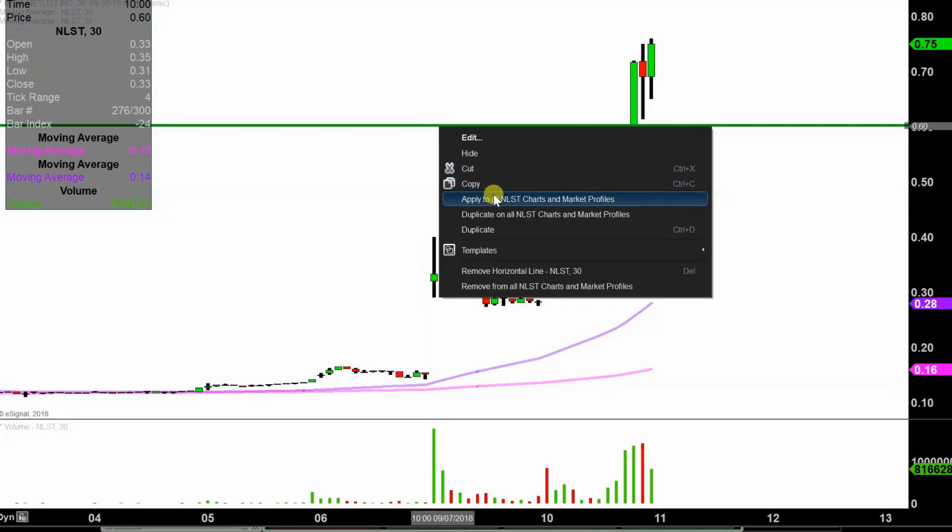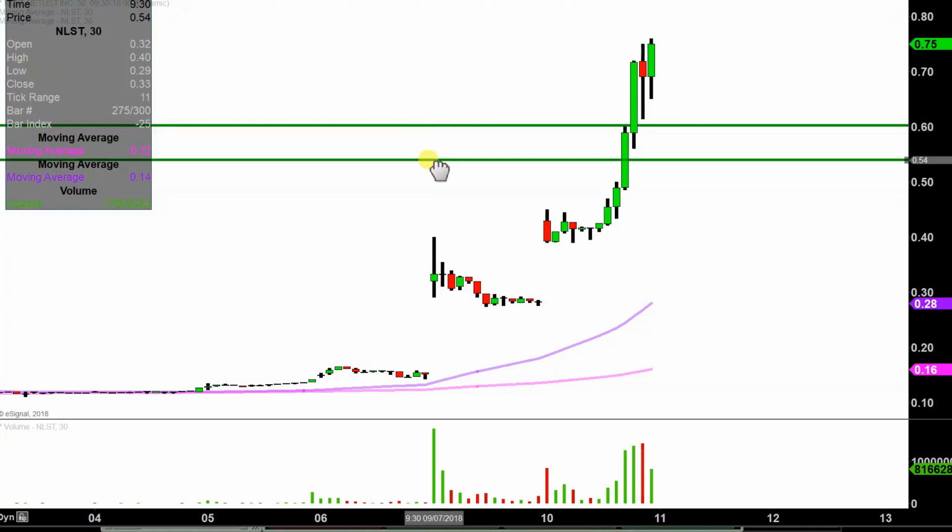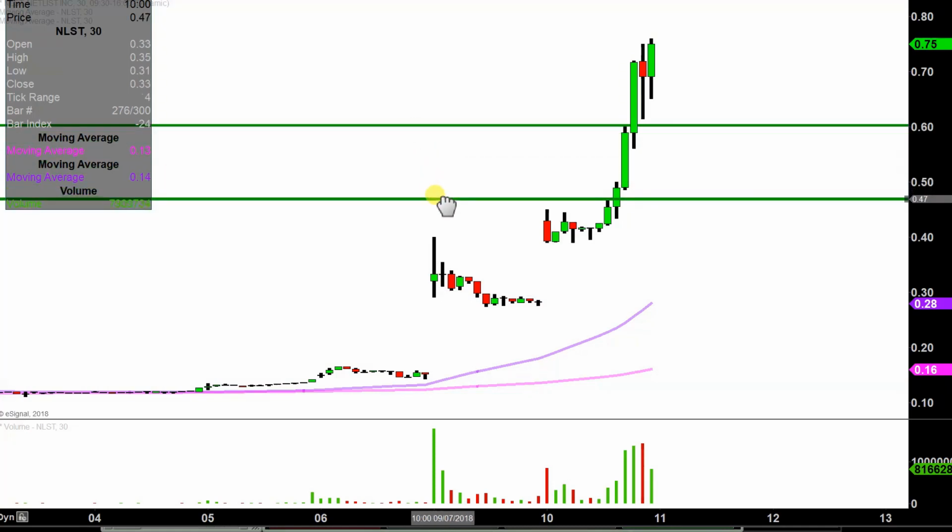As far as next level of support after that, it would be this previous breakout area, and that's right around the 47-cent mark. So keep an eye on that too, and those will be two of the nearer term levels of support.